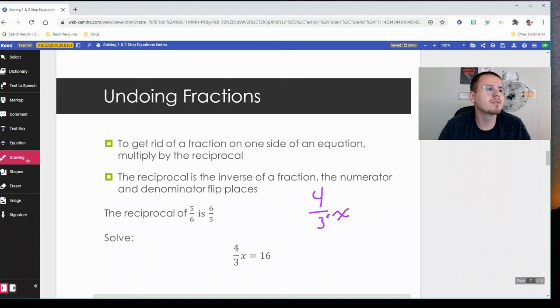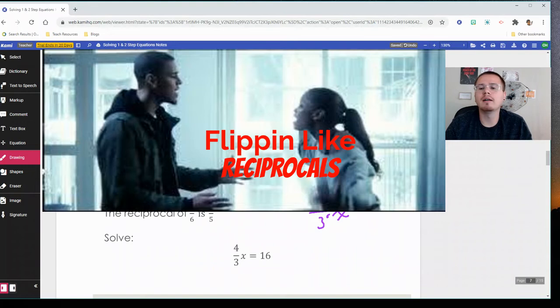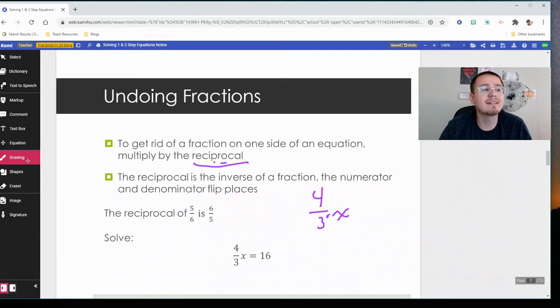So we're going to multiply that by the reciprocal. Flipping like reciprocals. Shout out J. Cole. The reciprocal is the inverse. So flip it like reciprocals. Get some rappers that make that brain grow a little bit. J. Cole's one of my faves. Gotta love yours always. So in this situation, what do you multiply by?